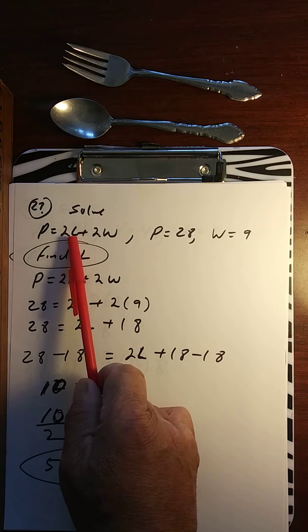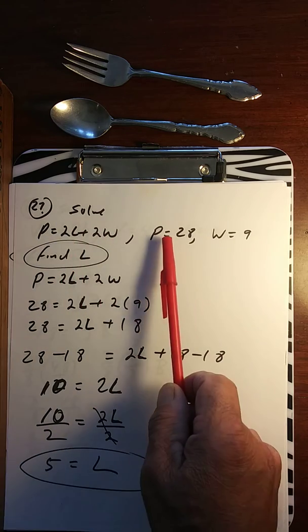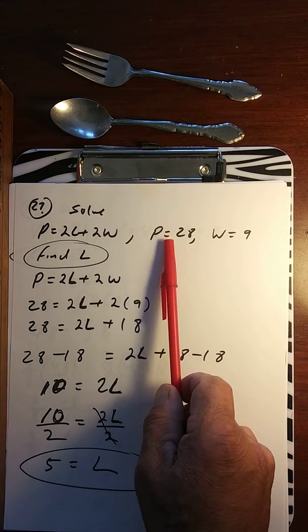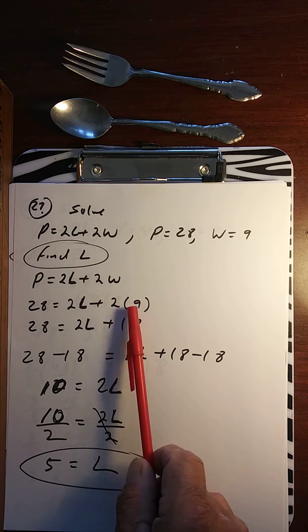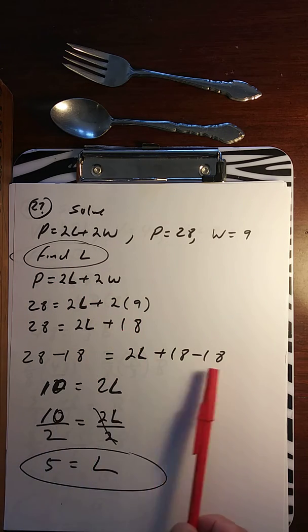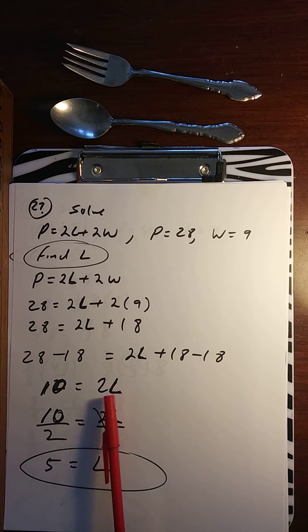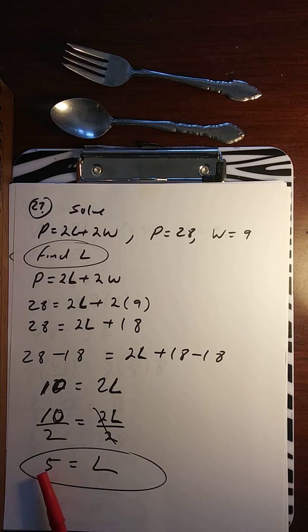P equals 2L plus 2W, perimeter. And we have numbers for it. 28, we have 9. Put them in there. 28 equals 2L plus 9. 2 times 9 is 18, so now minus 18. So we have 10 equals 2L, divided by 2, divided by 2. So L is what? 5.